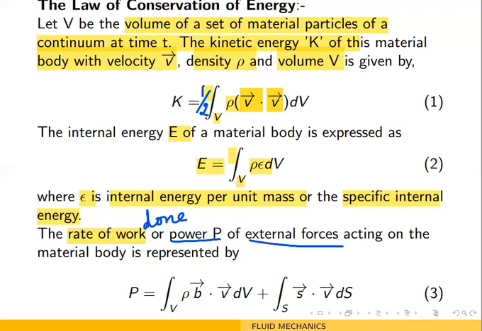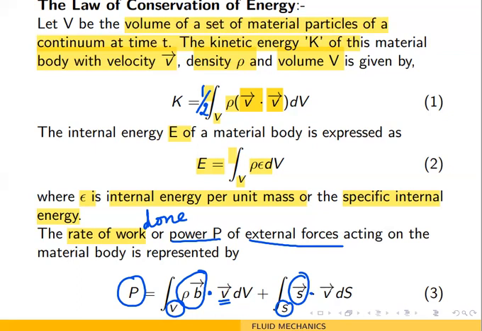By the external forces acting on the material body, let us call it P equal to, remember we are taking two types of forces: one is the body force B and the other is the surface force S. The rate of work done, or the power, is the body force dot product velocity, similarly the surface force dot product velocity, and here it is the volume integral and here it is the surface integral. Let us call that equation 3. This is the rate of work done or the power.